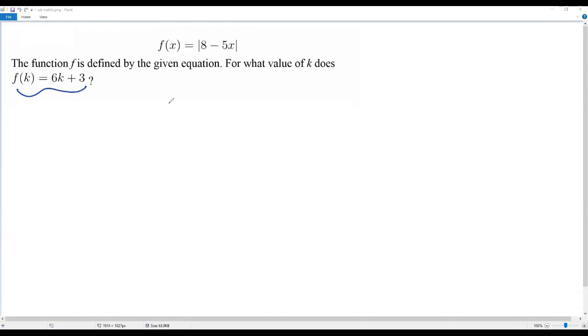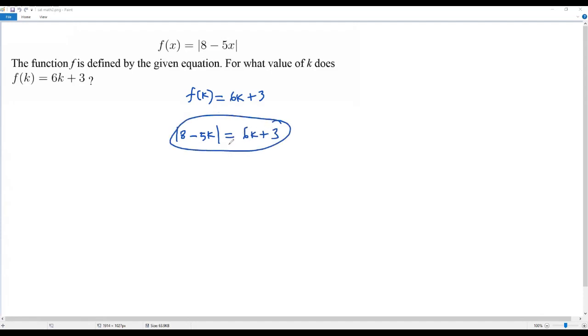Okay, now let me take this equation as it is. That is f(k) = 6k + 3. Now to get f(k), we have to plug in x = k over here. Then I'm getting |8 - 5k| for this f(k). Let me write over here: |8 - 5k| = 6k + 3. Here we have an absolute value equation in the unknown k.